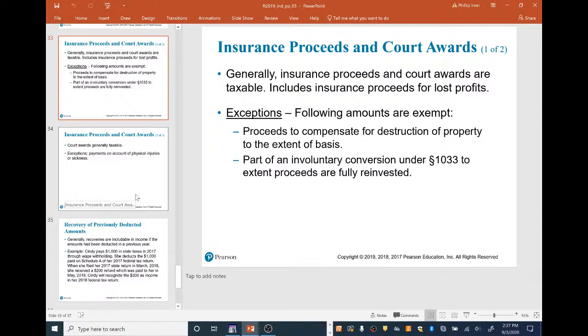Okay, next let's talk about insurance proceeds and court awards. Generally, insurance proceeds and court awards are taxable. This includes insurance proceeds for lost profits.